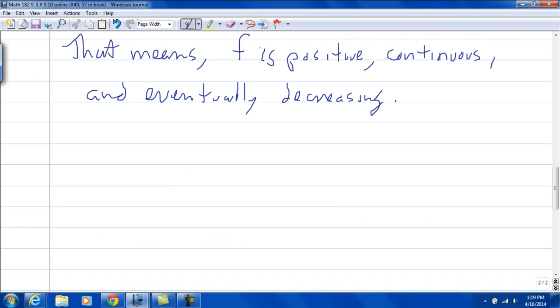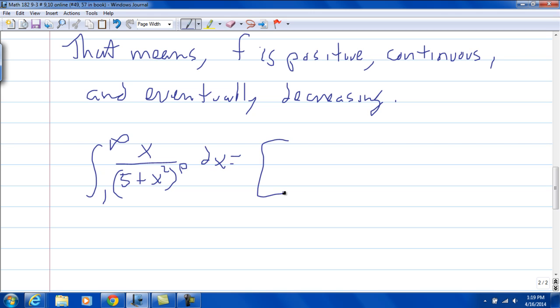So the integral from 1 to infinity of x over (5 plus x squared) to the p dx equals 1 over ((x squared plus 5) to the p times (2 minus 2p)) from 1 to infinity.